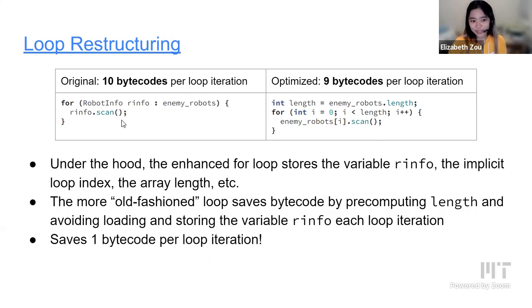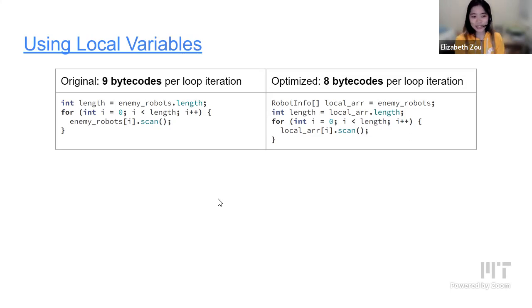So let's say we're going to start with this thing that has 10 bytecodes, and now we did a little bit of restructuring, a little bit of pre-computation, and now we're optimizing it down to 9 bytecodes per iteration. What else can we do? So now we take this optimized version and ask, how can we squeeze more bytecodes out of this? As you can see, the difference is we copied this enemy robots array into a local array. And we didn't actually copy the array. We just copied the reference into a local variable.